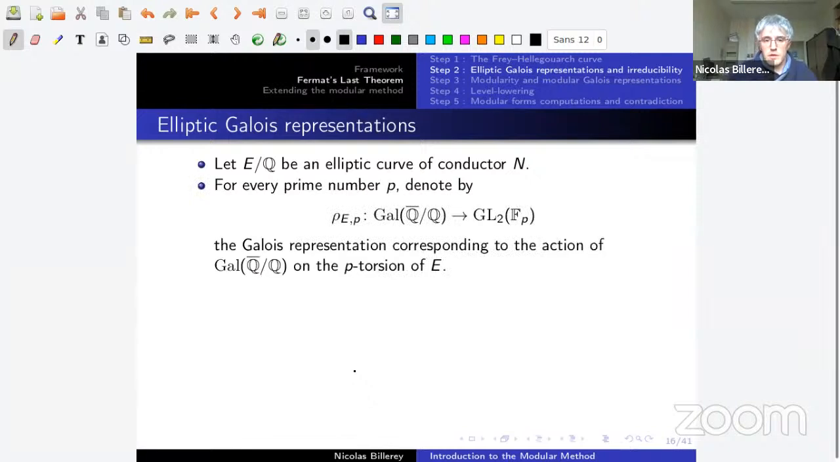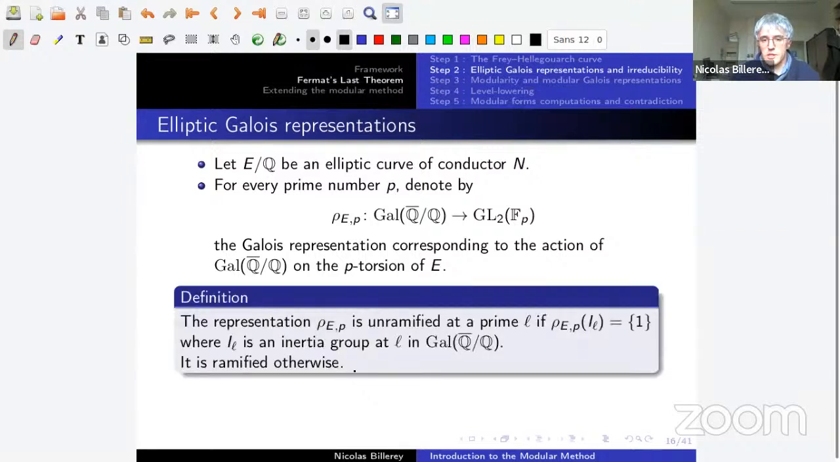If you have such an elliptic curve, you can consider the p-torsion points of E. And of course, the absolute Galois group of Q acts on the set of p-torsion points, component-wise. This gives you a group homomorphism from the absolute Galois group of Q into the group of automorphisms of the p-torsion. But the p-torsion is just (Z/pZ) squared, a vector space of dimension 2. So after choosing a basis, you get a homomorphism from the absolute Galois group of Q into GL2 of F_p, the group of invertible 2x2 matrices with coefficients in F_p.